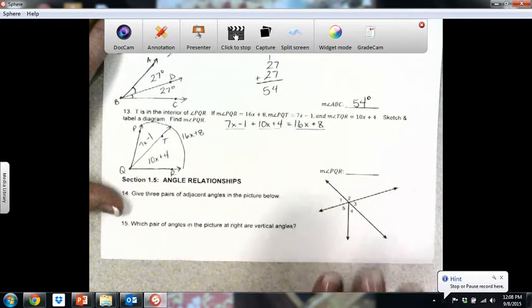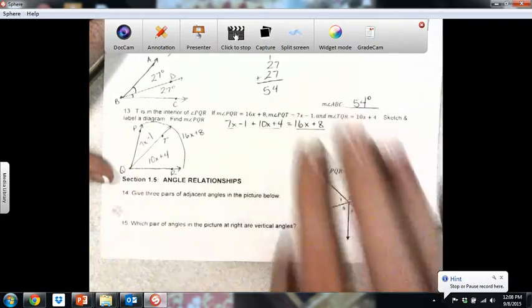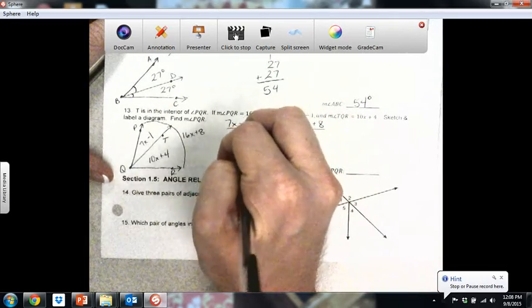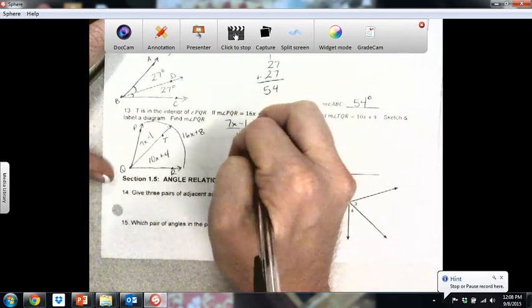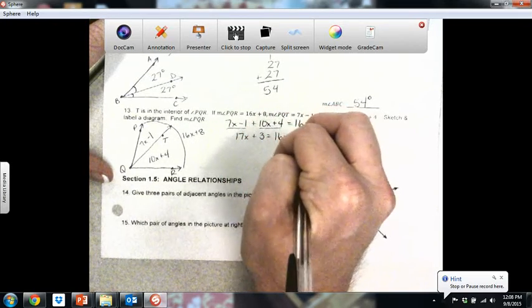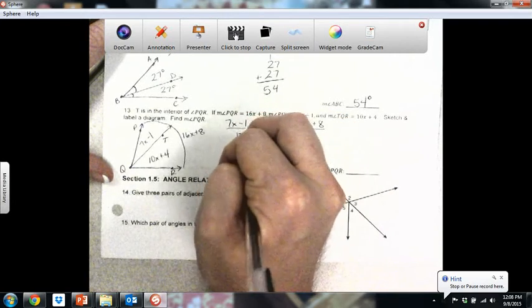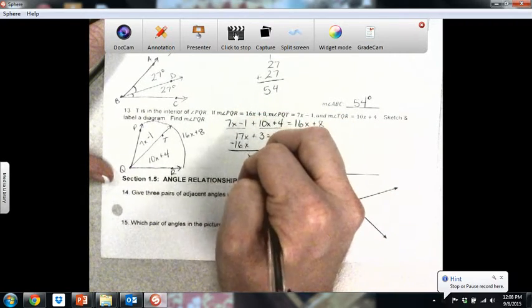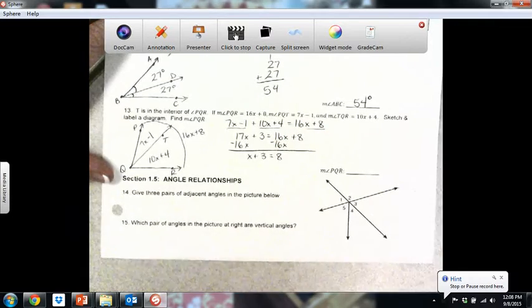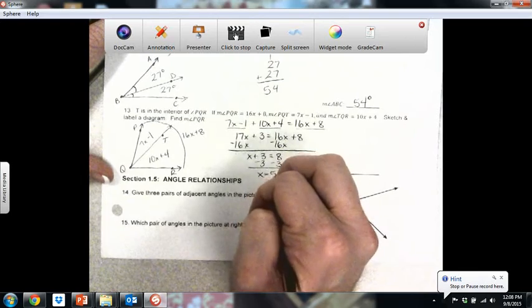Then I'm going to combine my like terms. I'm going to ignore this side of the equal sign for now. 7x plus 10x is 17x. Negative 1 plus 4 is going to give me a positive 3 equals 16x plus 8. And so then I'm going to subtract 16x from both sides. I get x plus 3 equals 8. And then when I subtract 3 on both sides, I get that x equals 5.